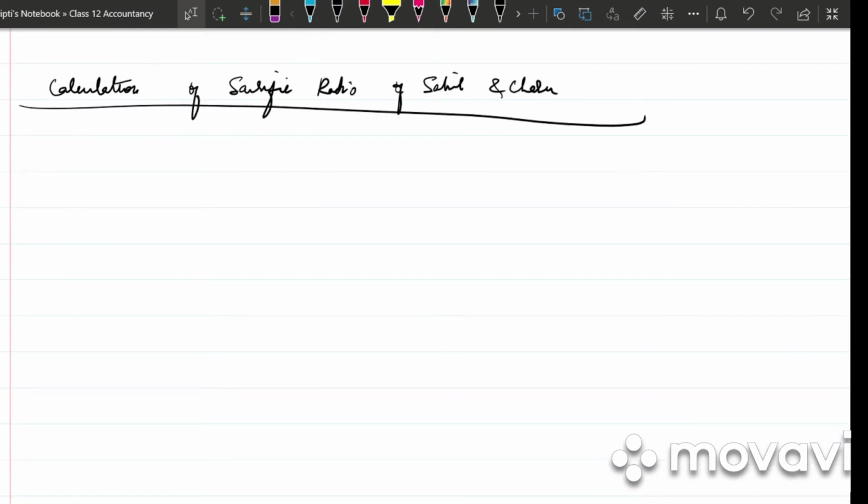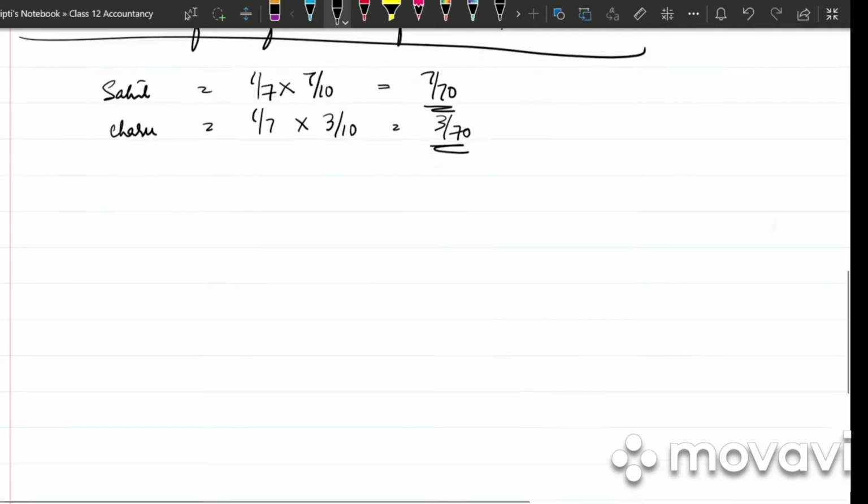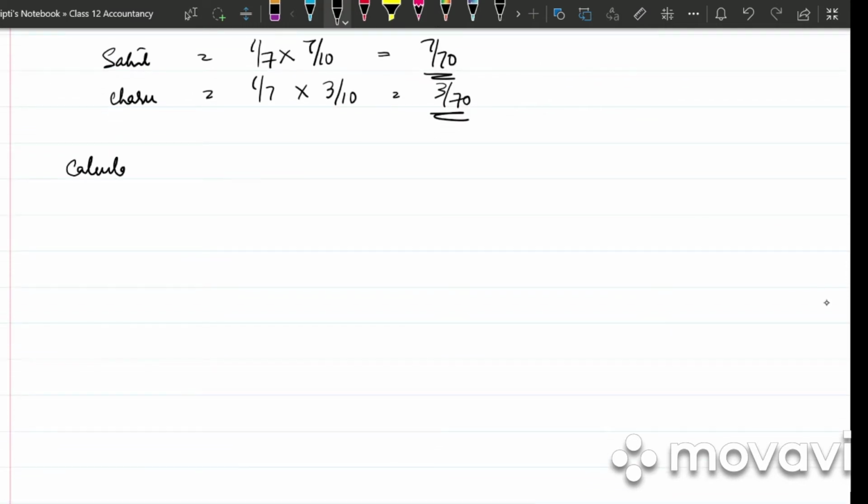Calculation of sacrifice ratio of Sahil and Charu. How do we find out? 1/7 share, and how much did he acquire from Sahil? 7/10. 1/7 into 7/10 is 7/70. Then we have Charu, 1/7 into 3/10, that is 3/70. So the sacrifice ratio of Sahil and Charu is 7:3. Next we need to calculate the new profit sharing ratio.